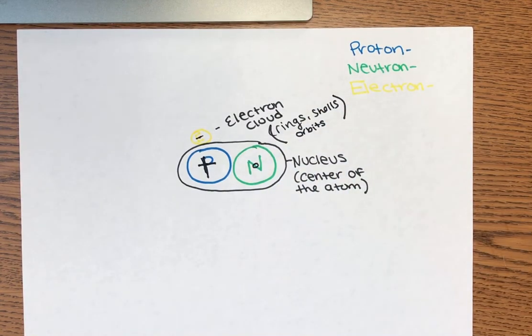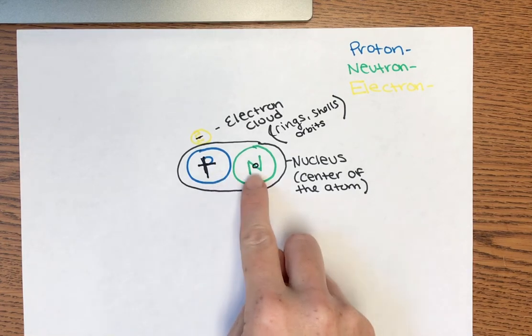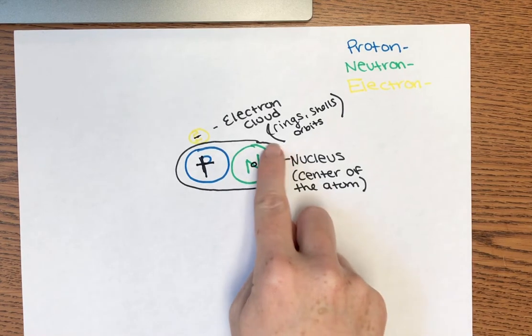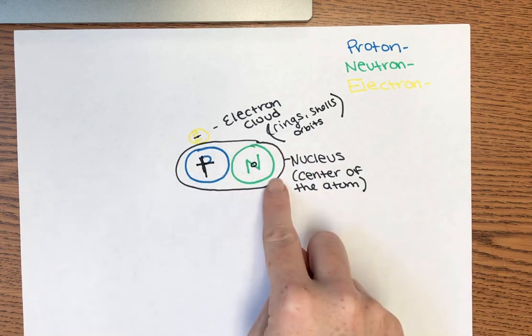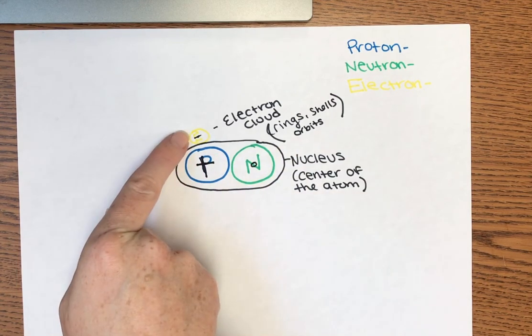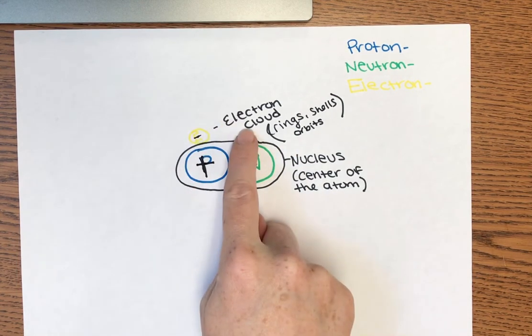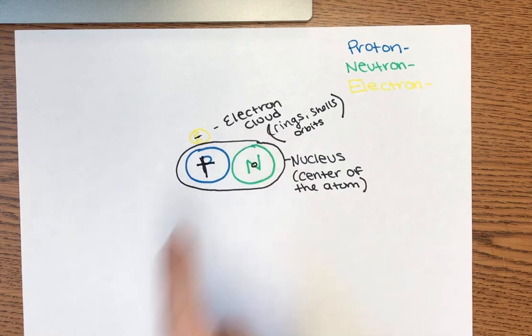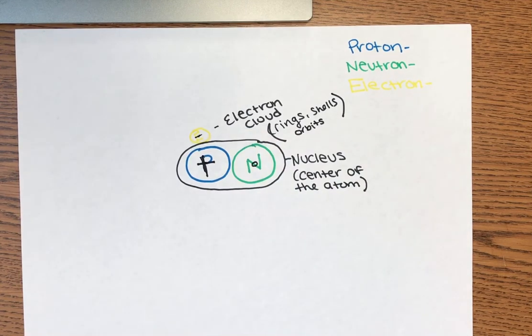So here is the location and the charge of our subatomic particles that make up our atom. We have the positive proton and the neutral neutron inside of our nucleus. Our electron is out here. It is negative, and it's inside the electron cloud. That is our locations and our charges for our subatomic particles.